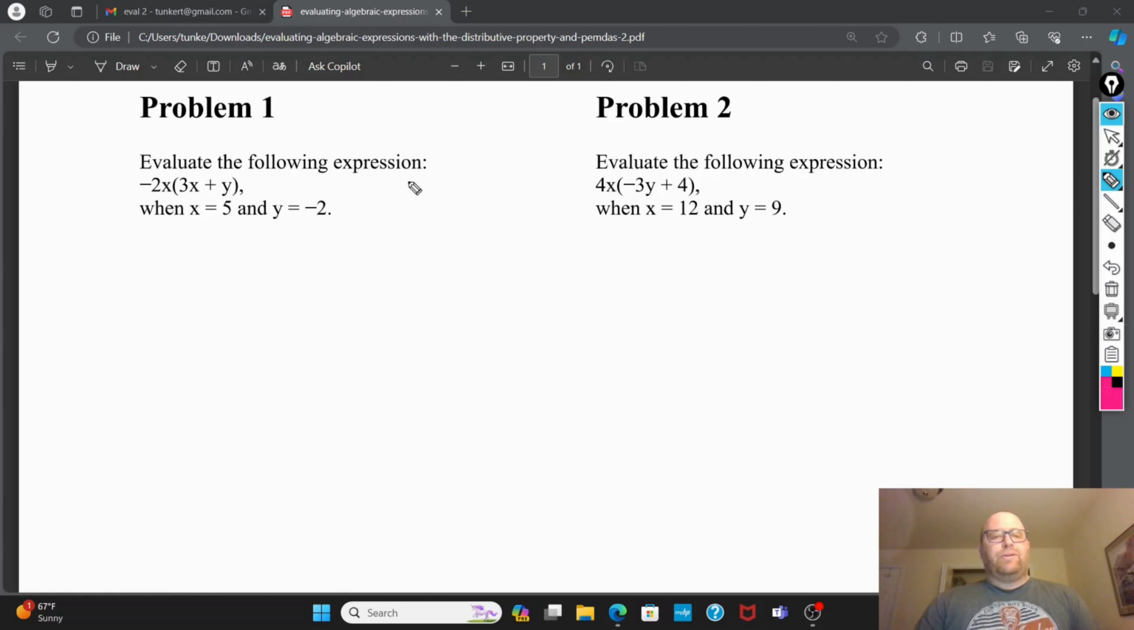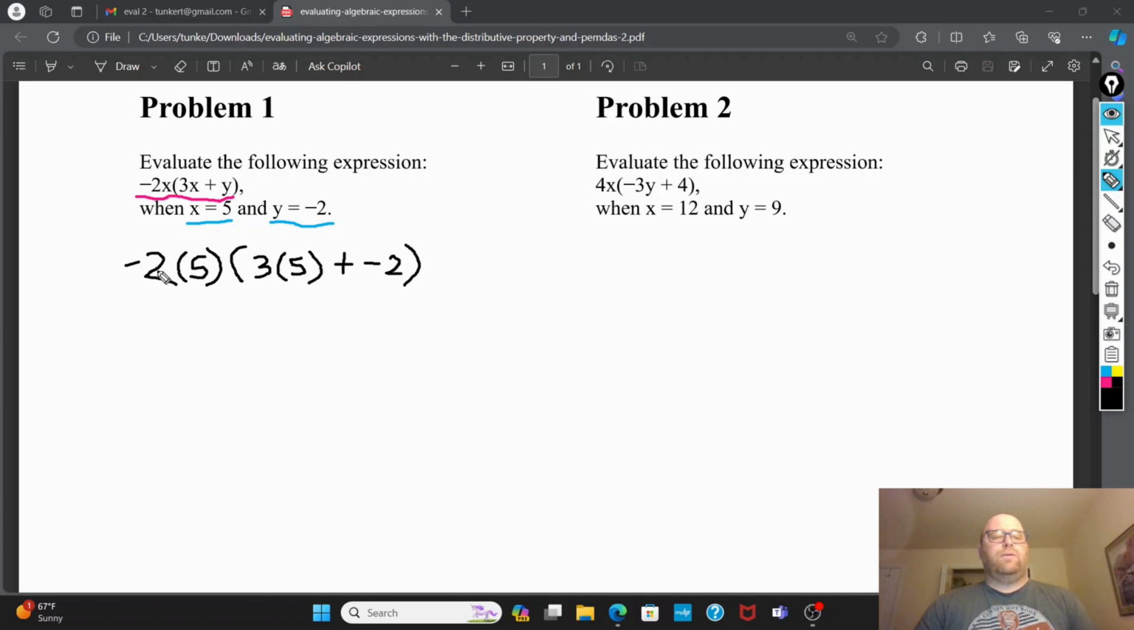So we're going to evaluate the following expression, which is negative 2x times 3x plus y, and we're given that x equals 5 and y equals negative 2. All right, so first I'm going to do negative 2 times 5. I'm going to just substitute in the values of x and y. That's what I'm doing. Times 3. This 3x plus y is going to be in parentheses, so we'll do that first. Well, we're going to do 3 times 5 plus negative 2.